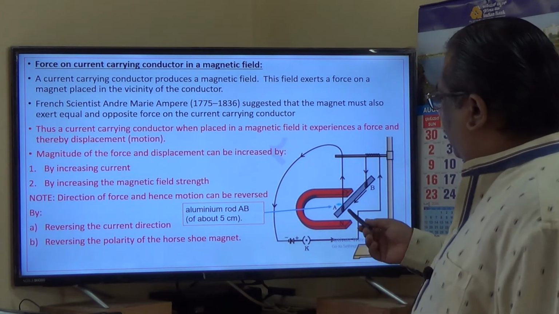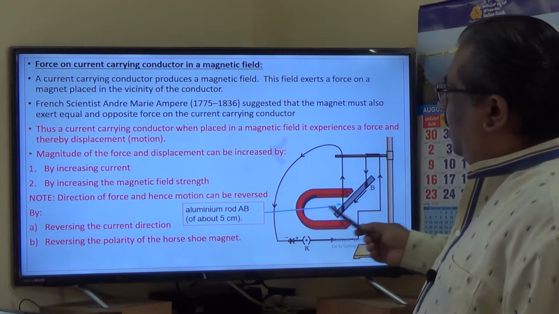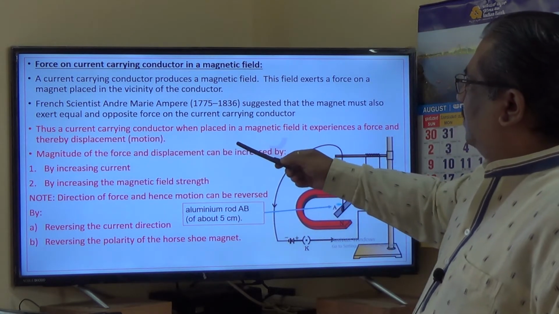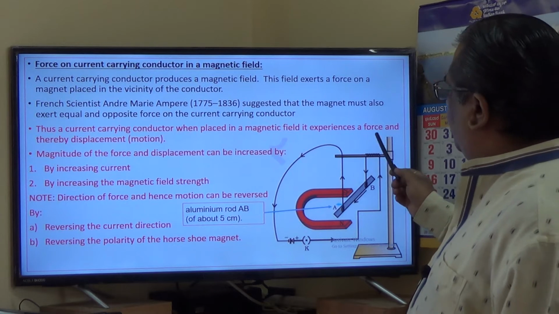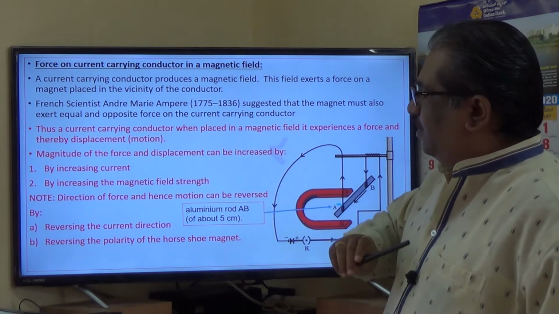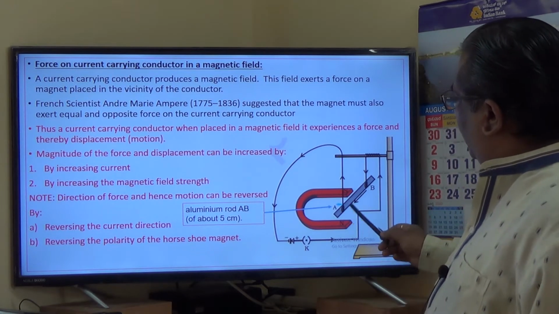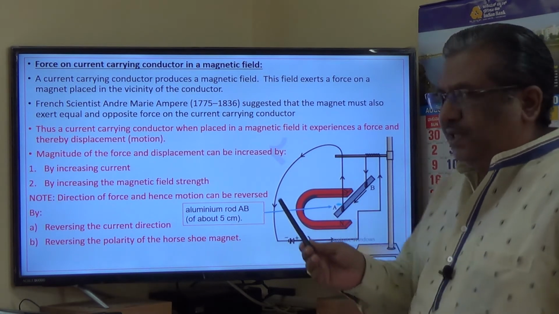Here, according to your textbook, I'll read it. Thus a current carrying conductor placed in a magnetic field experiences a force and thereby displacement, that is motion, and magnitude we'll see. Here AB is an aluminum rod. Construction we'll see how it is done.